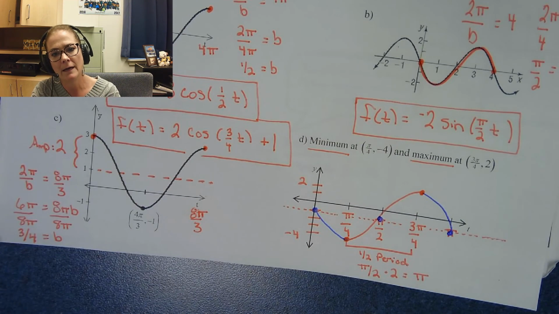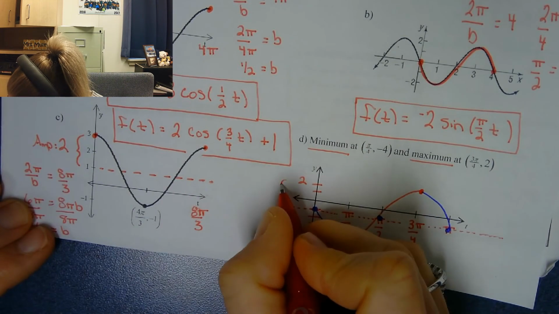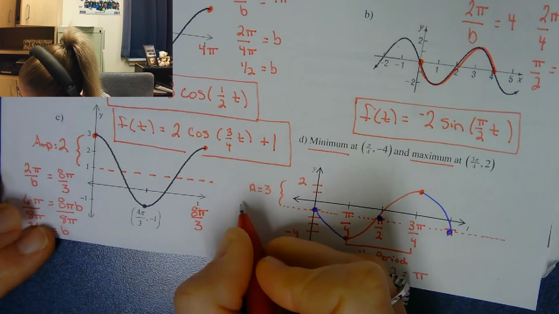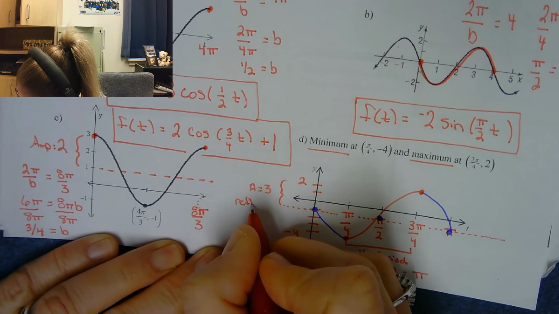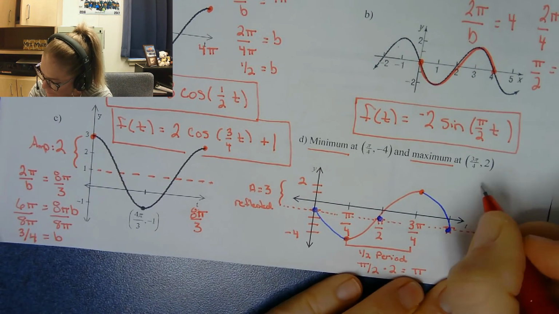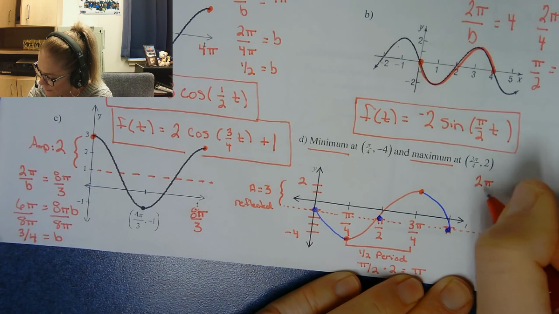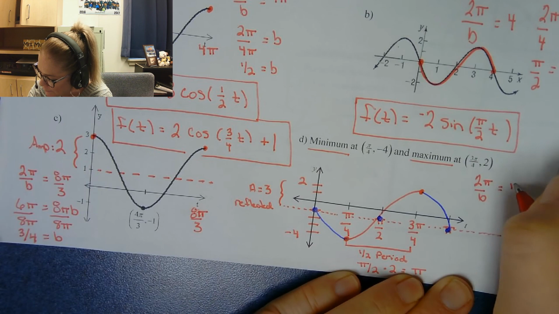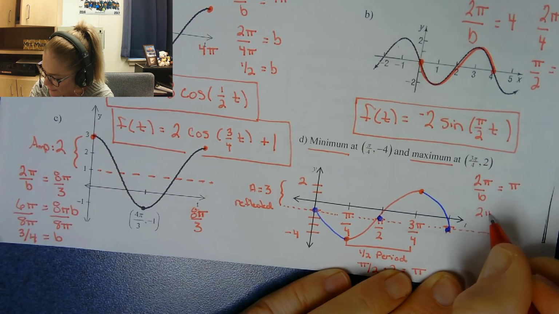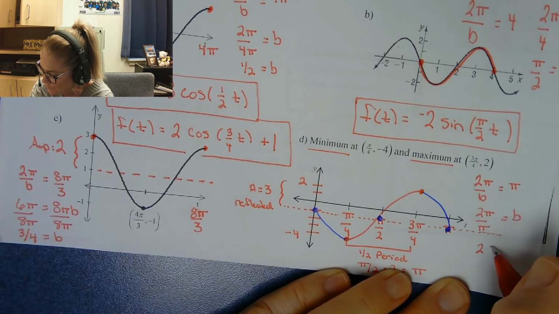And let's look at our amplitude. This has an amplitude of 3, but please note that it's reflected. So you want to make sure you grab that -3. And let's do our period computation over here. We know that 2 pi over b equals pi. And so we'll just switch that. We know that 2 pi over pi had to equal b, and that's just 2. Our b value is 2.